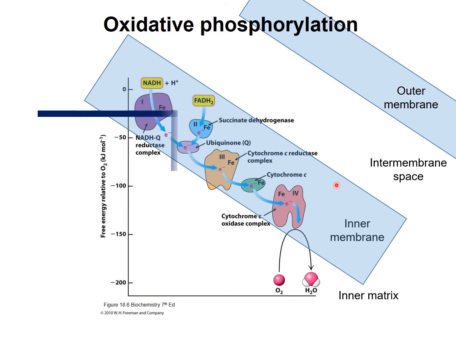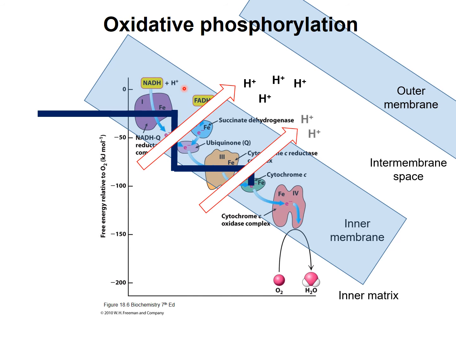When electrons are transferred from one component to another, the release of the free energy is used to change the conformation of the protein complex. And as a result, they pump protons across the inner membrane into the intermembrane space. So this happens for complex 1, complex 3, and complex 4, while it doesn't happen for complex 2, because protein complex 2 is not a transmembrane protein, which means it cannot form a channel to transport protons across the membrane.